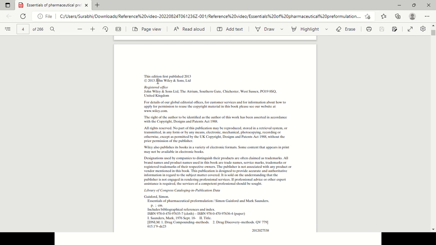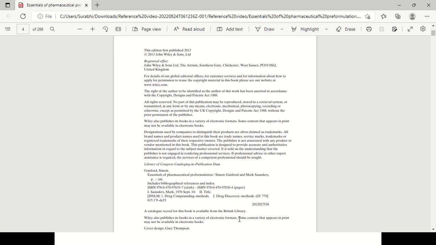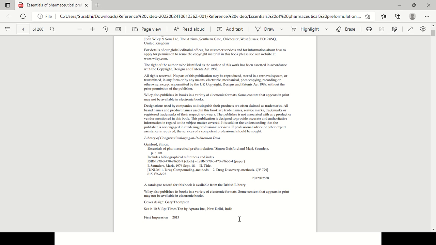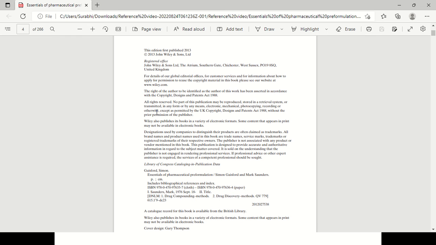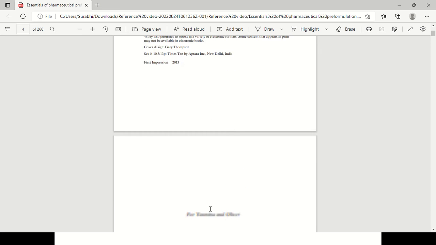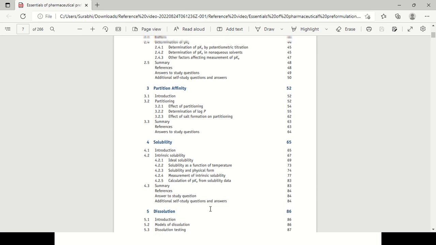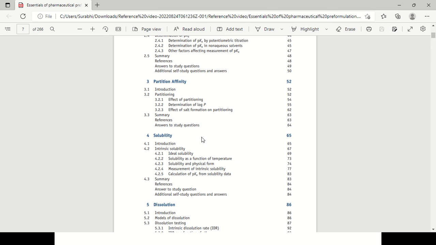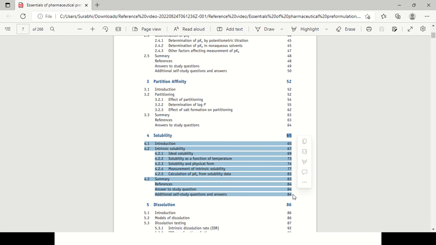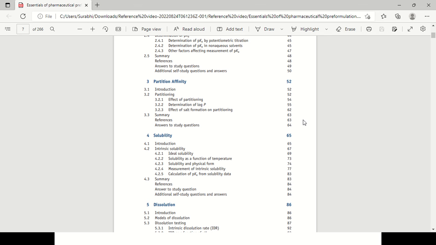You will also get the place of publication on the second page. You will find the address of the registered office, which is in West Sussex, United Kingdom, UK. So we have got the necessary information. For example, we are writing about solubility, so we have referred to this particular chapter on solubility, and we have taken this book as our reference.